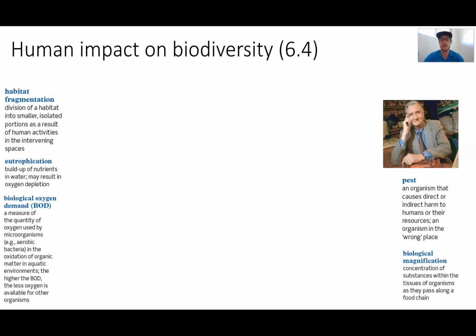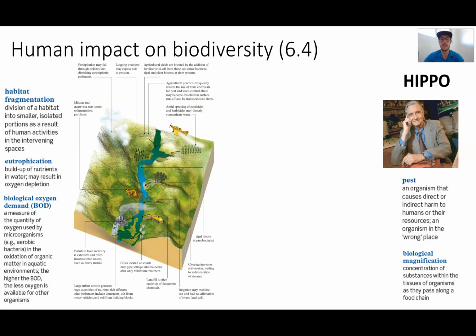E.O. Wilson in about the 1980s, when he was asked about the effects of human impact on biodiversity, he came up with this mnemonic, HIPPO, to help us remember the main effects. And the H here stands for habitat destruction. So I'll pull up this image from the textbook at the same time.